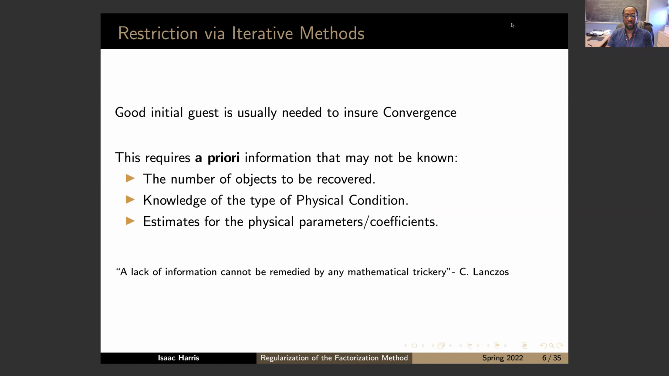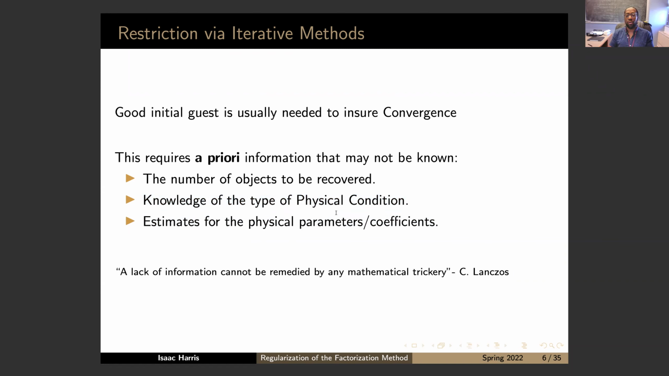And so for an inverse boundary value problem, that could mean a lot of things, right? For an inverse shape problem, you could have to know the number of objects that you want to recover. If there are two objects, but your initial guess is only for one object, that might not converge. Depending on the physical conditions or parameters in a problem, you have to model those and add those into your solver. So you need a guess for those, right? And that's just a lot of information that you may not have on hand.